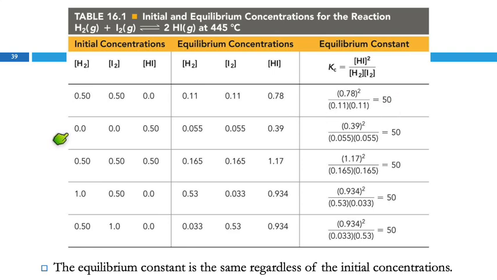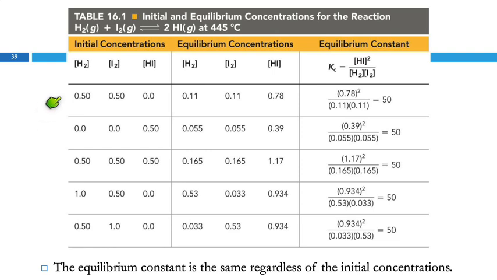In this one, we started with no reactants and only products. This is what we measure at equilibrium. We do the calculation, we get 50. Here we're going to start with equal amounts of all 3. This is what we get at equilibrium, 50.